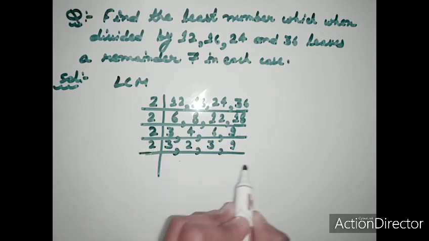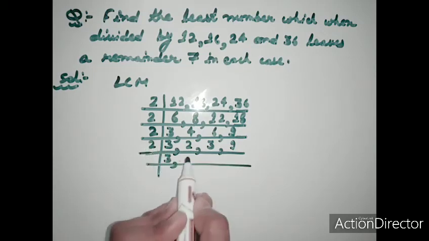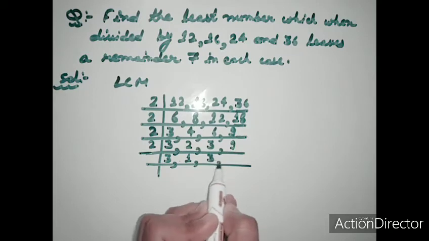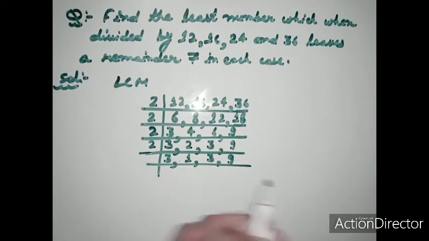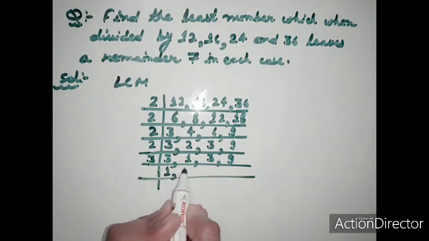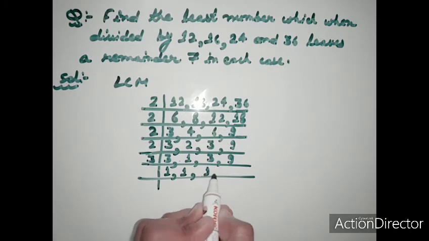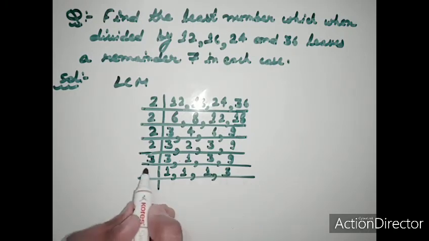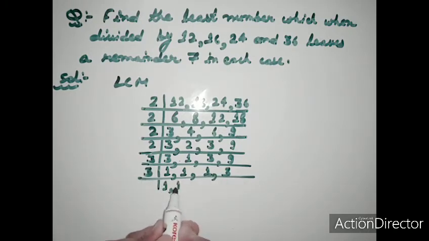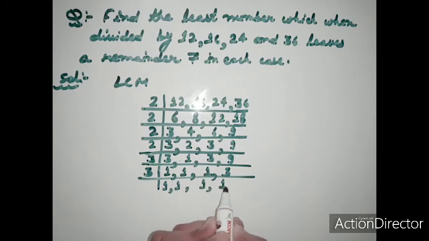Now again divide by 2. Here we write 3 as it is here. 2 1s are 2. Then here we write 3 and then 9 as it is here. Now divide by 3. So here we get 3 1s are 3. Now write 1 as it is here. 3 1s are 3 and 3 3s are 9. Now again divide by 3. Write 1 as it is here and 3 1s are 3.